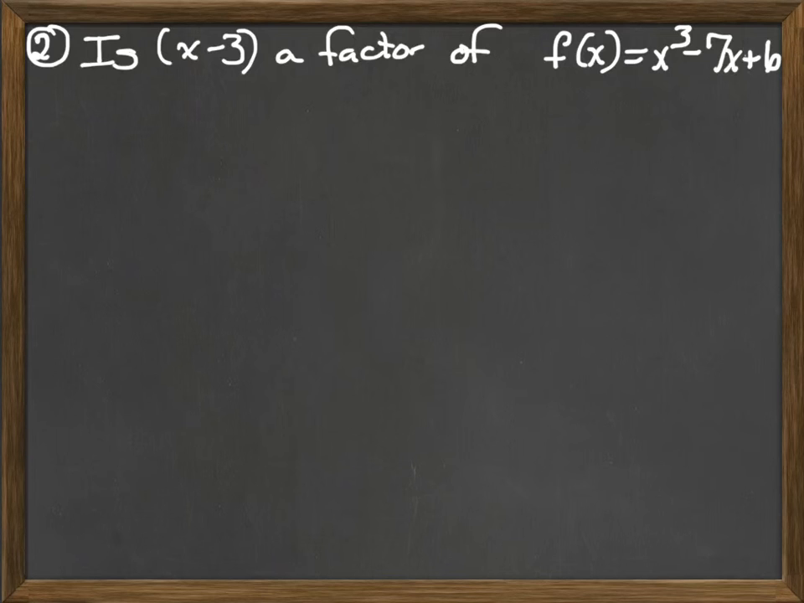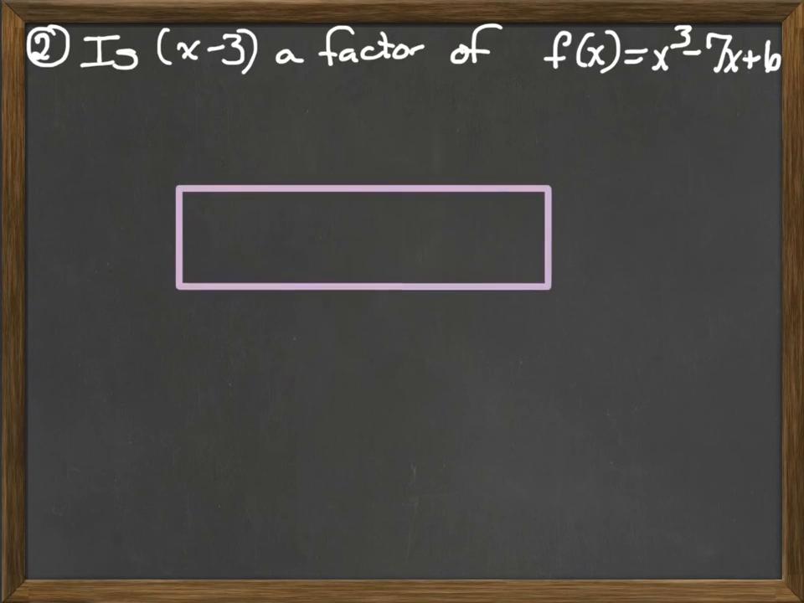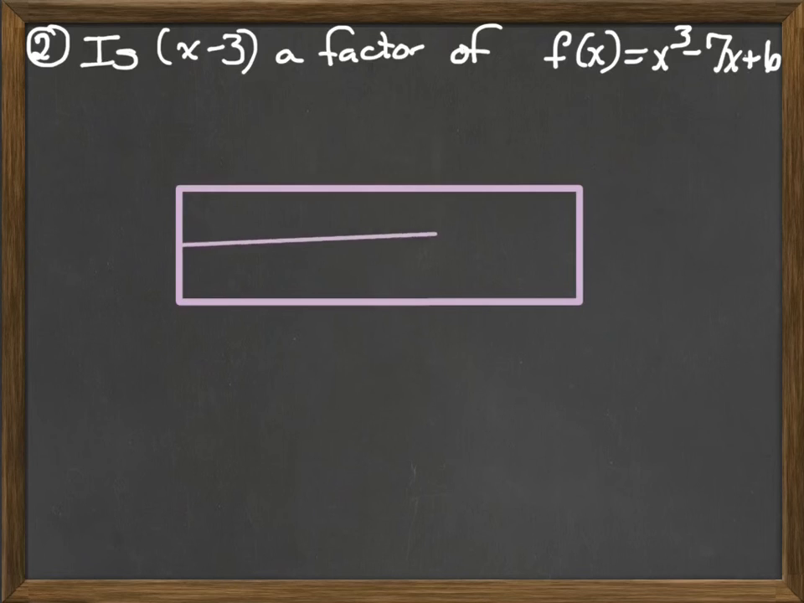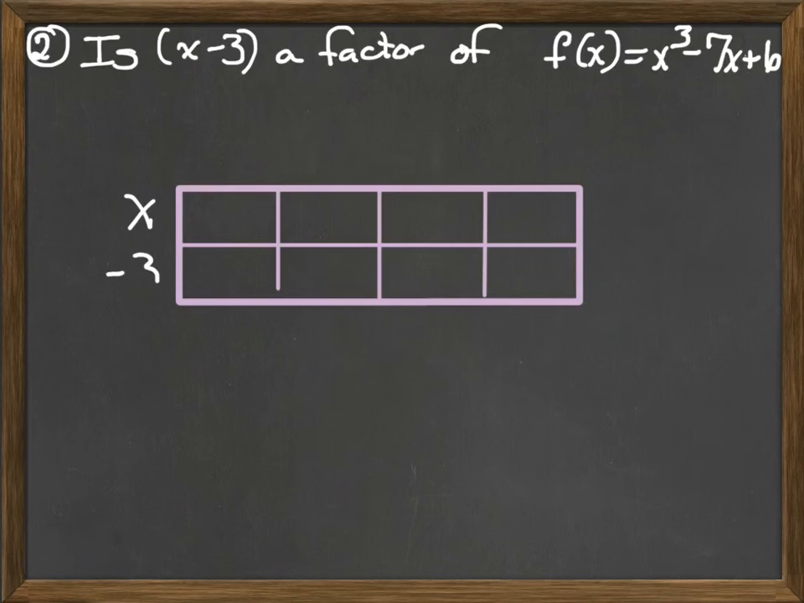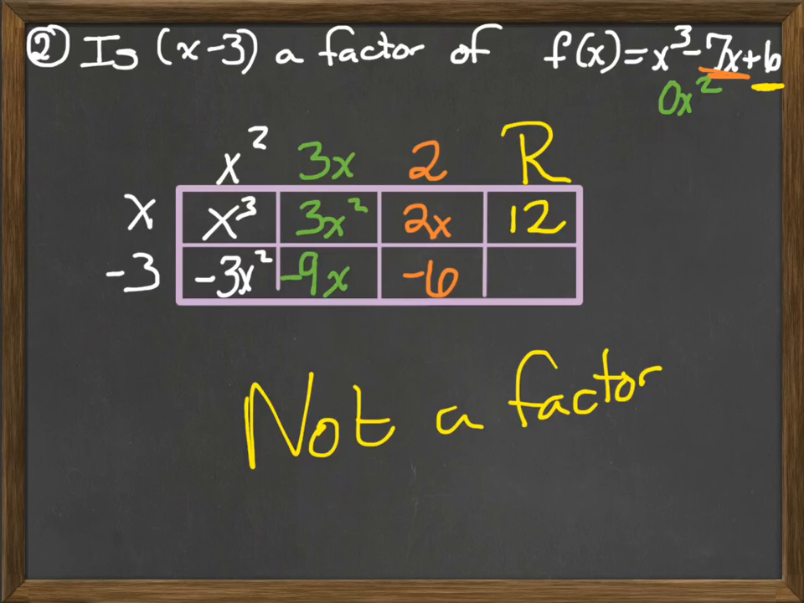So, how many columns am I going to need? 4. How many rows am I going to need? And so we have 4 columns and 2 rows. X minus 3 are my rows. And I want you to do this on your own, determining is this a factor, yes or no. It's not a factor because that's a 12.